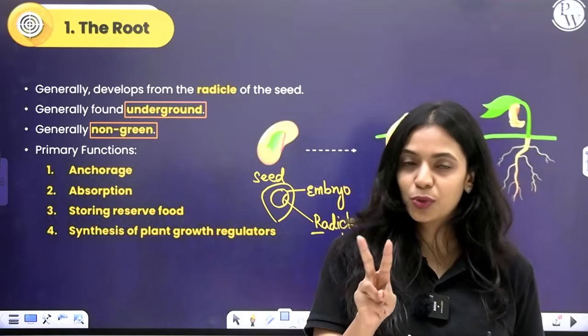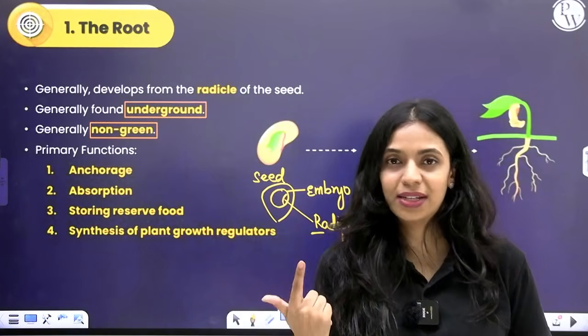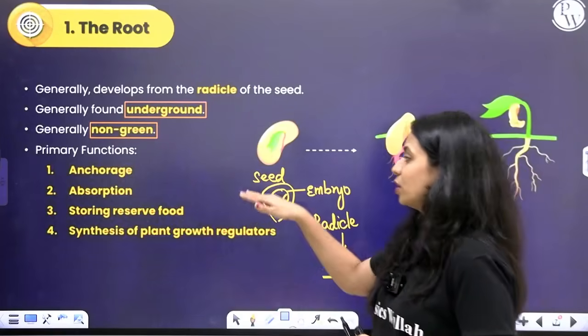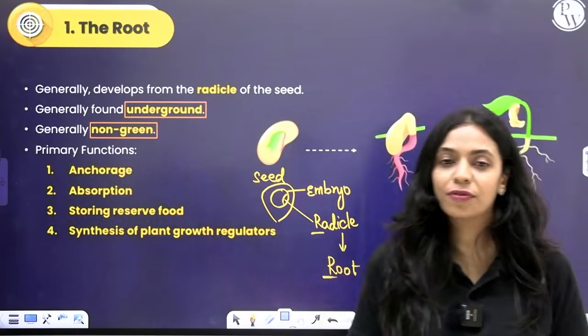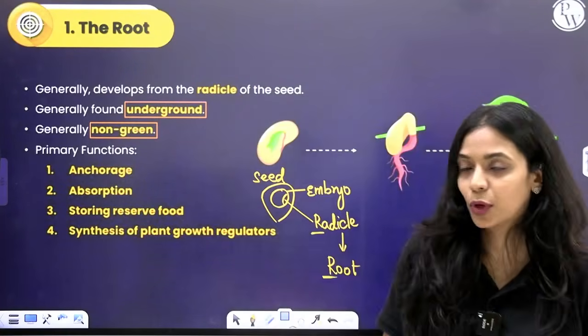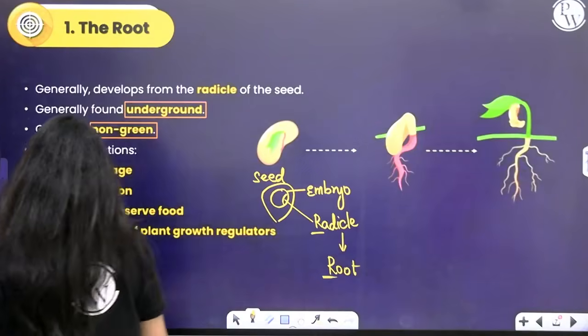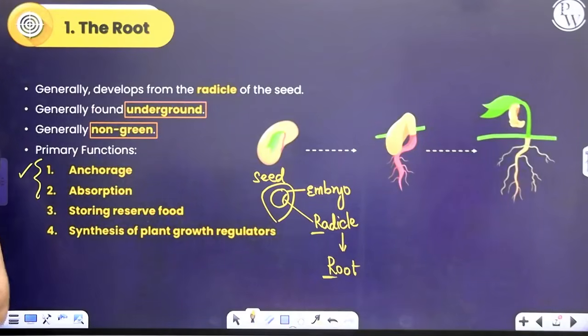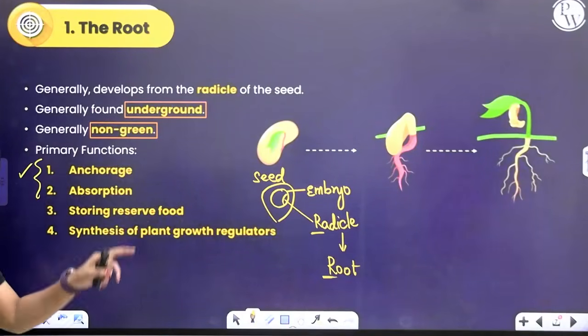Okay, so it has two jobs. One is absorption, the other one is anchorage. So these are called the primary functions of the root. In NCERT, however, they have also mentioned storing reserve food and synthesis of plant growth regulators.